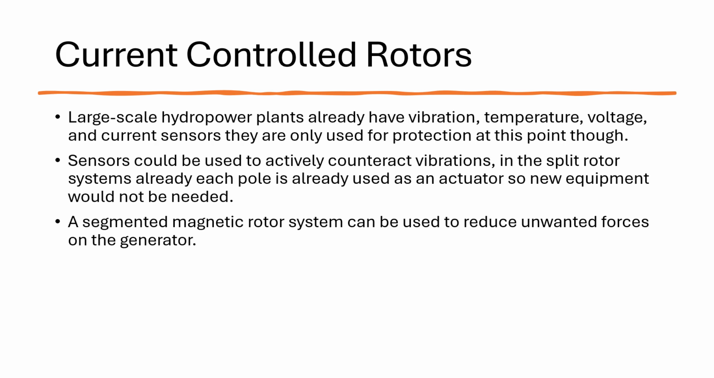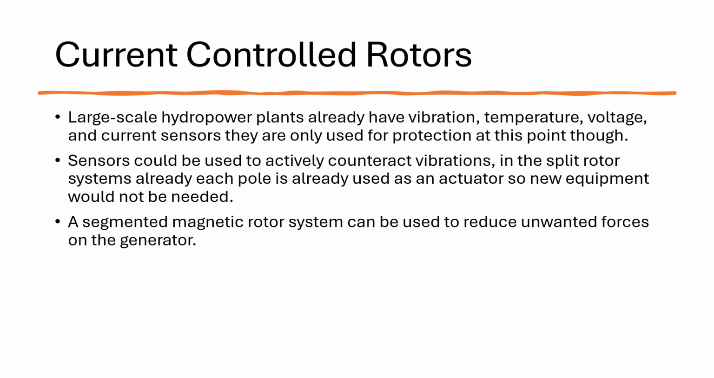So the next thing I talked about is current controlled rotors. Large scale hydropower plants have vibration, temperature, voltage, and current sensors that are already installed there. So those are just used for protection methods at this point, right? If the vibration gets too high, temperature gets too high, voltage or current get too high, it shuts down the hydropower plants. But these same sensors could be implemented to counteract the vibrations.